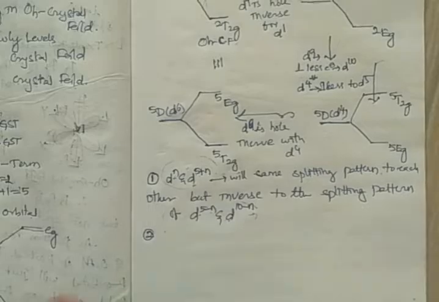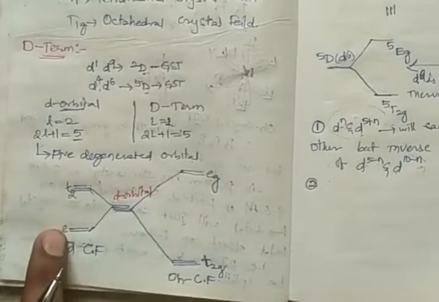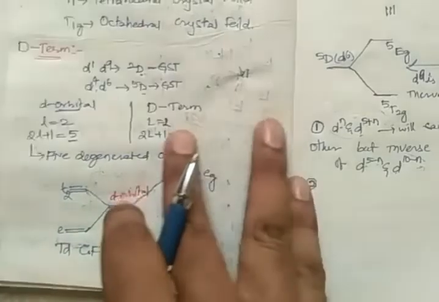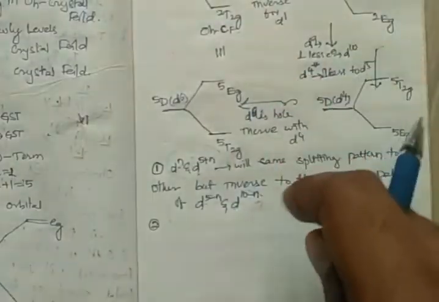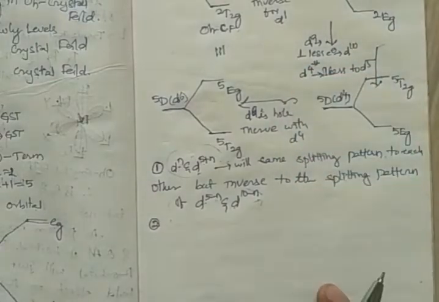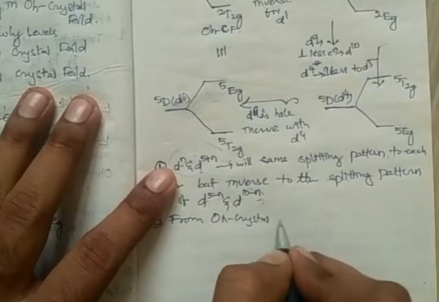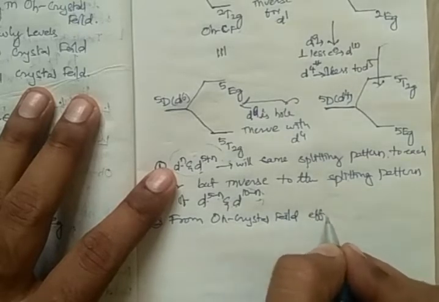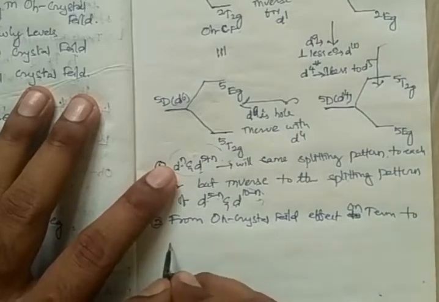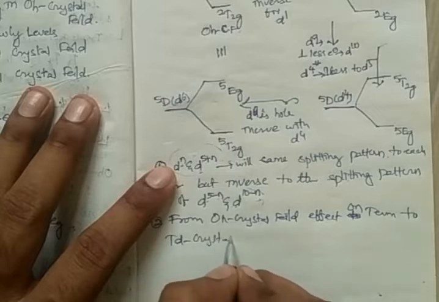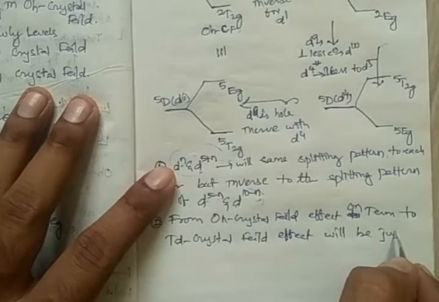And the second statement we can give is that from the d orbital octahedral splitting pattern, as we observed, going from octahedral to tetrahedral just inverts the splitting pattern. Everything we have observed so far is in an octahedral crystal field. So if you want to write the same terms' splitting pattern in tetrahedral, what does it become? It will just become inverse. So from the octahedral crystal field effect on terms to the tetrahedral crystal field effect will be just inverse.